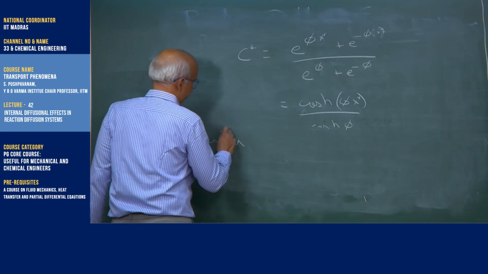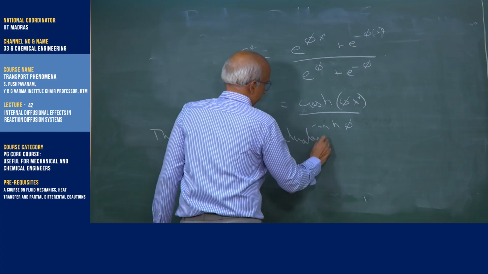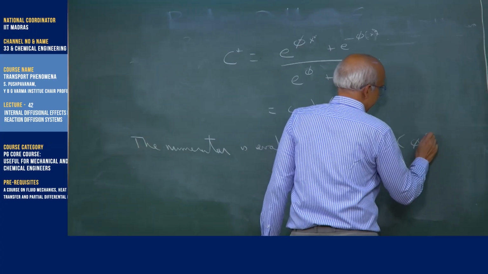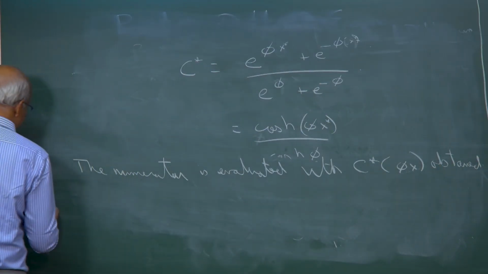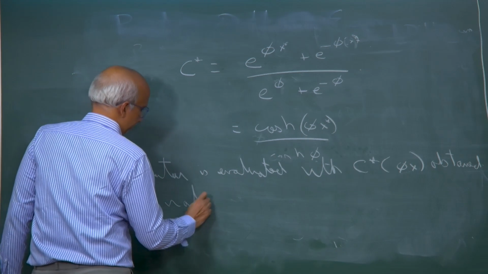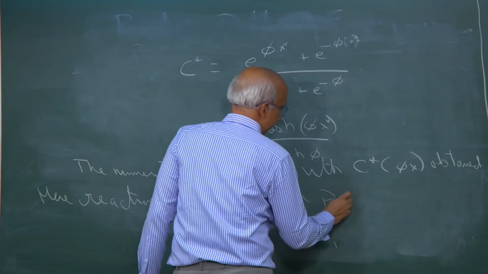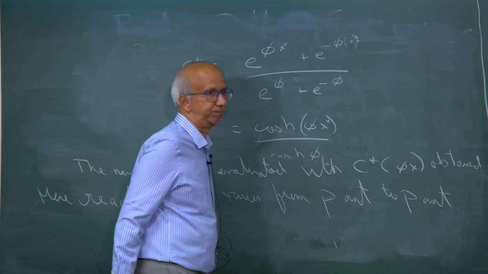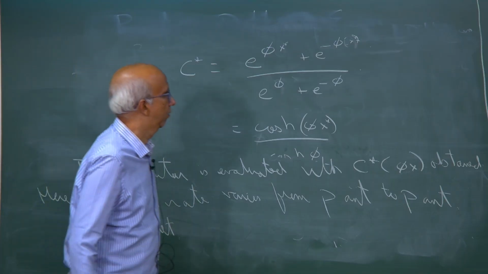The numerator is evaluated with the C star of phi x obtained. Here the reaction rate varies from point to point in the pellet. Okay.